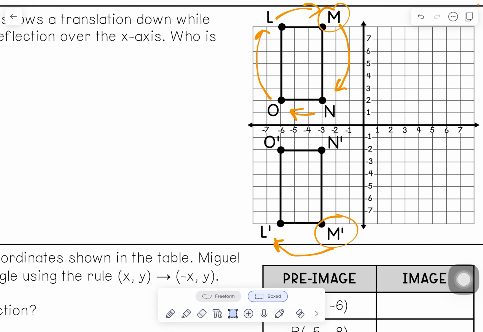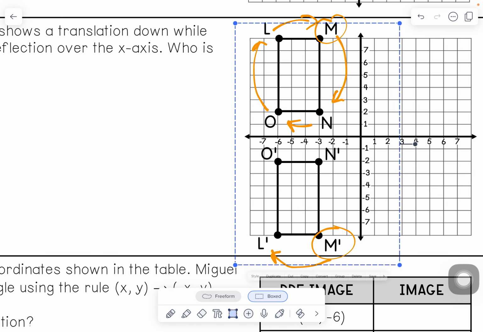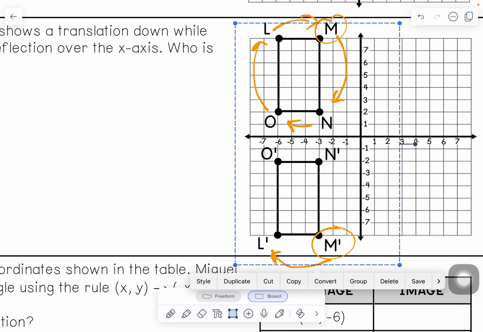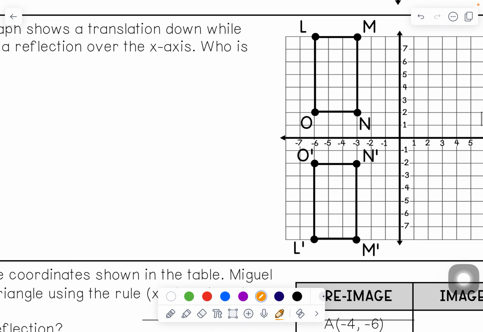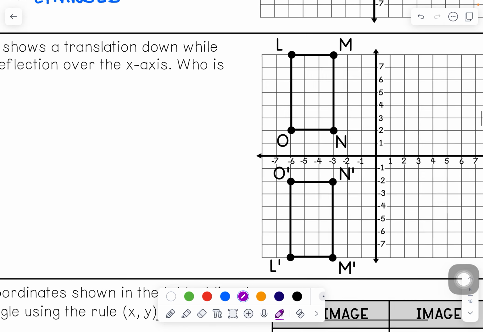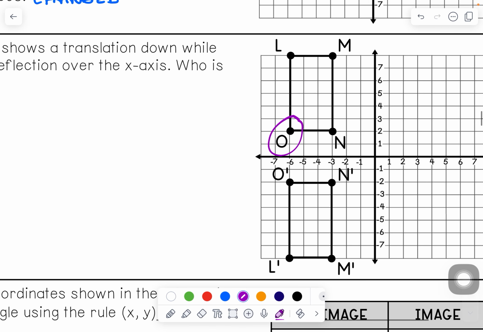Okay, list the coordinates of the image in the table. So the x's are going to be opposites. The y's are going to stay the same. So we're going to have 4, negative 6. We're going to have 5, negative 8. And then we're going to finish with 1, negative 3.